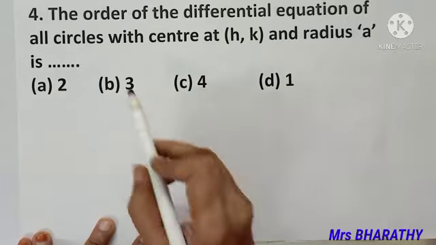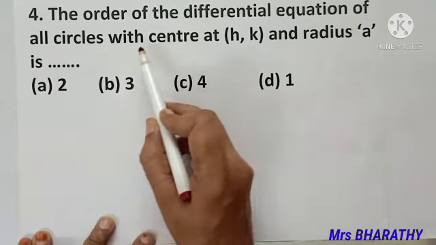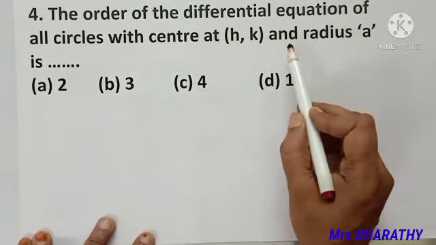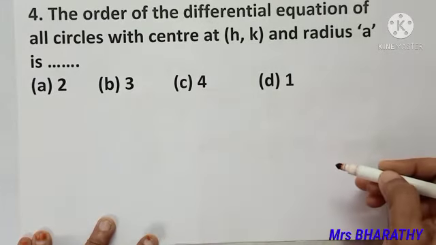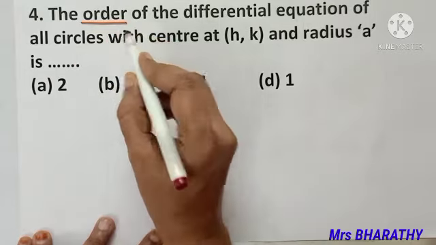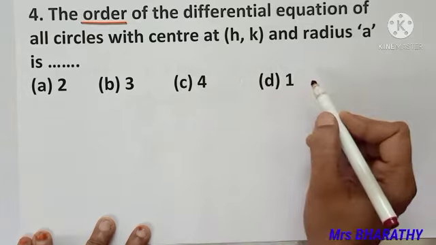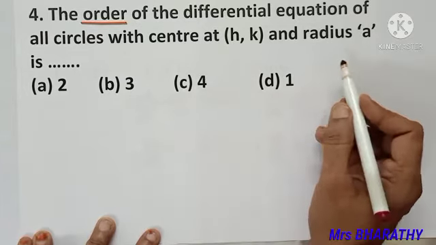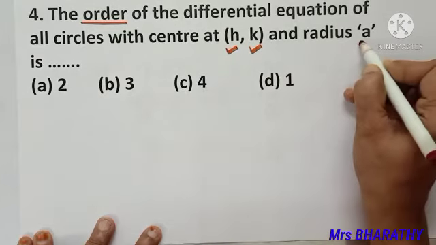Question number 4. The order of the differential equation of all circles with center at h, k and radius a. My question is not to find anything else other than order. Order depends on the constants. Here nothing is mentioned as arbitrary or any other constant. So I can treat h, k, a.